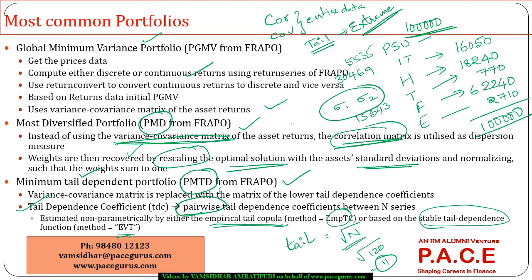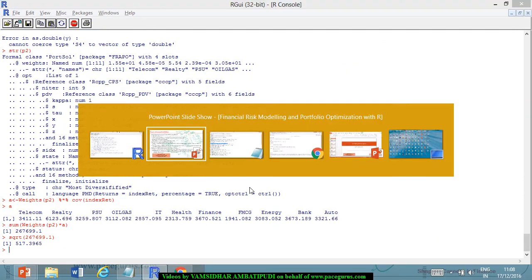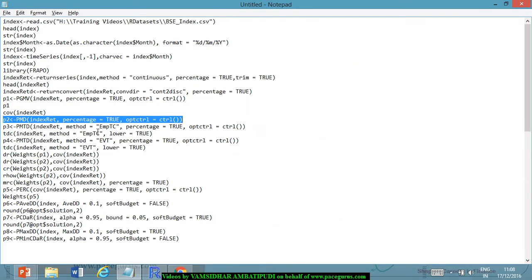So, extreme value based theory. We are using either a stable tail dependence function or an empirical tail copula method. These two methods are used to first compute the tail dependence coefficients, and based on the tail dependence coefficients my portfolio allocation is happening. Let me look at the tail dependence coefficients in both cases.